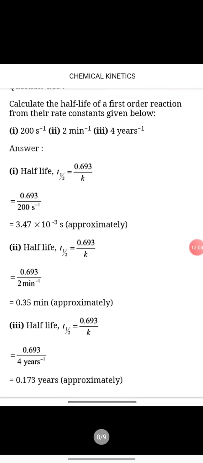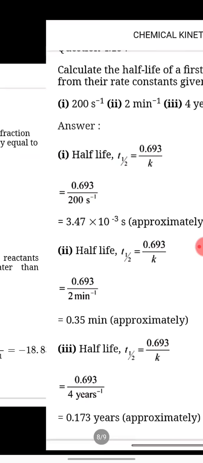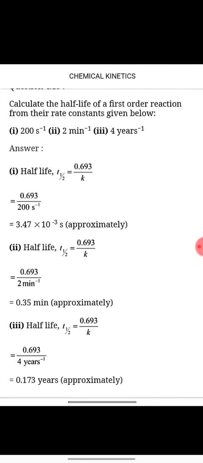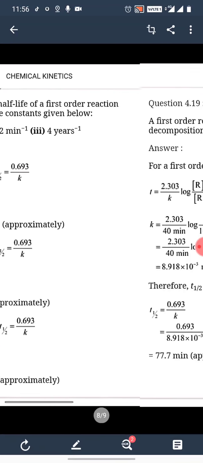So here is a very simple numerical. Calculate the half-life of a first order reaction from the rate constant given below. Rate constant is given in front of you, and with the help of the formula you can directly substitute the values and calculate the value of T half. So you simply copy down this numerical and try to solve it on your own and tally the answer. This is simply just to substitute the values in the formula of half-life. T half is equal to 0.693 upon K. So K's are given with different units and you will get the answer. That's it. So come to the next numerical.